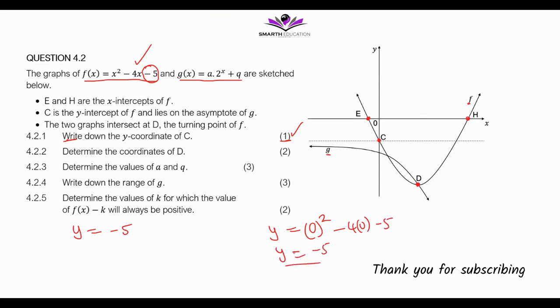-5. But just know that if you have an equation in the form y is equal to ax squared plus bx plus c, this gives you the y-coordinate of the y-intercept.